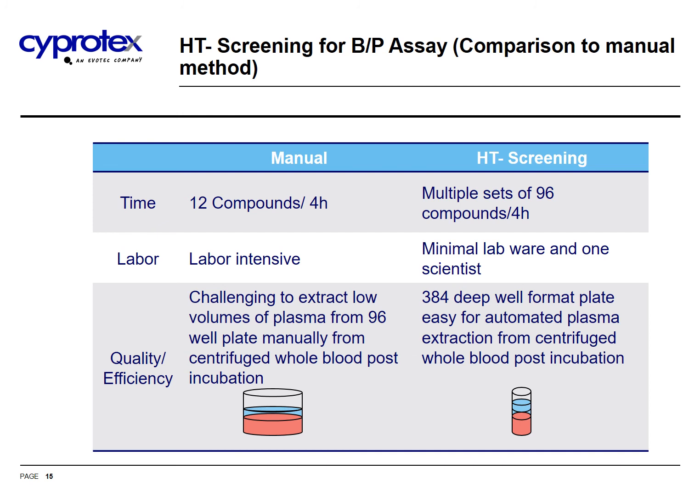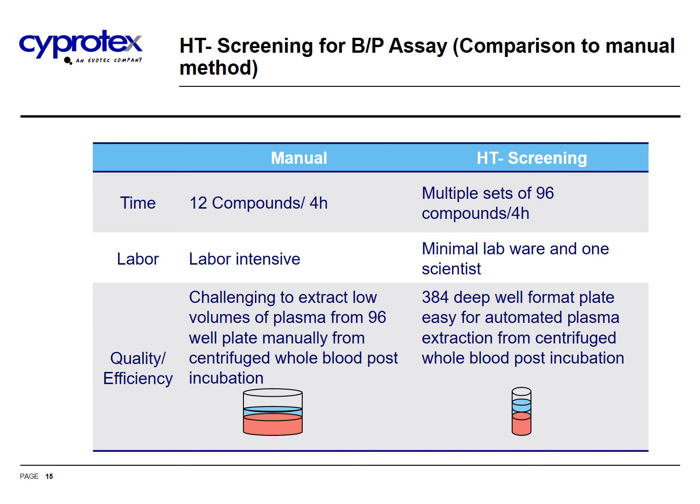It takes about 4 hours to test 12 compounds manually, and also it is tedious and laborious to collect plasma fractions from whole blood samples manually post-incubation. Whereas 96 compounds at a given time can be done using high throughput method under 4 hours utilizing liquid handling systems. The experiment can be handled by one scientist in high throughput screening method. Also, high throughput screening method utilizes minimal labware in comparison to the manual method.